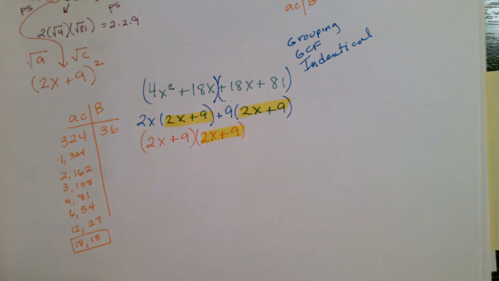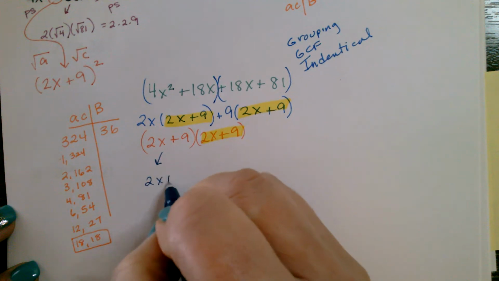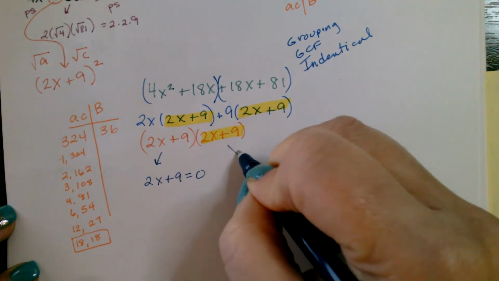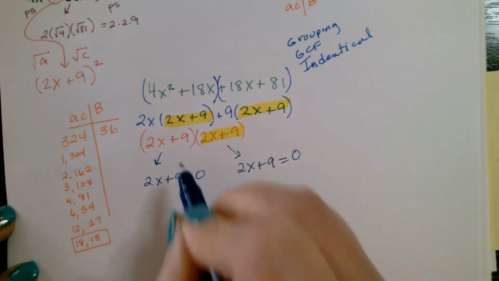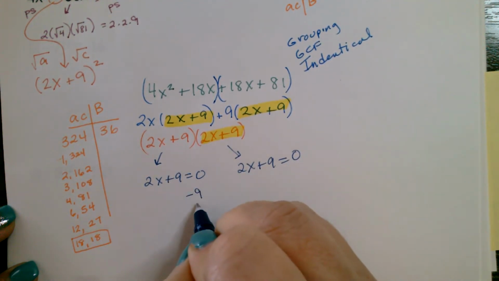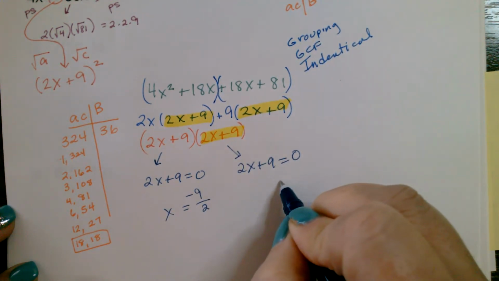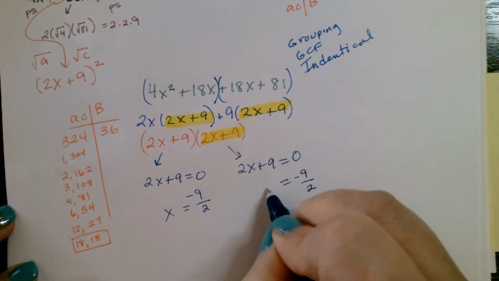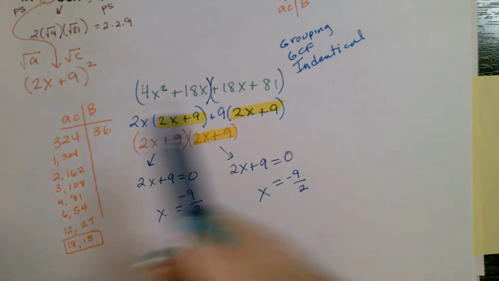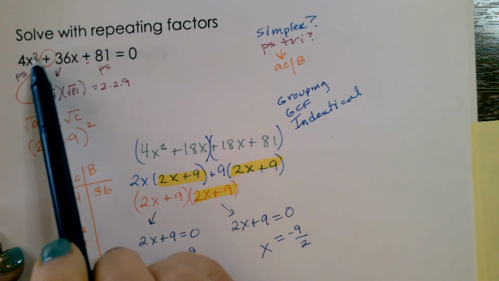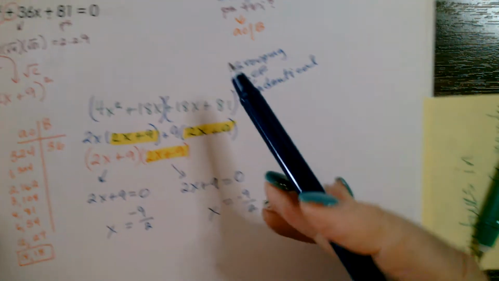I did originally ask you to solve this. So 2x plus 9 equals 0. Subtract 9 from both sides, divide by 2. What does that mean? We were talking about how we should have gotten 2 answers. I started with a polynomial to the second degree. I did get 2 answers.